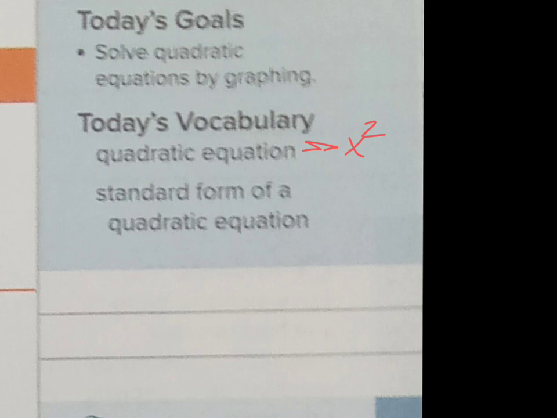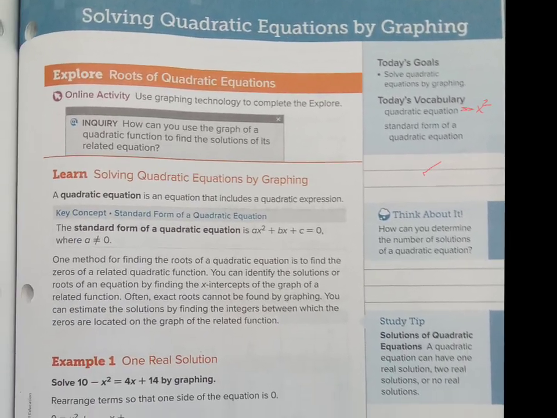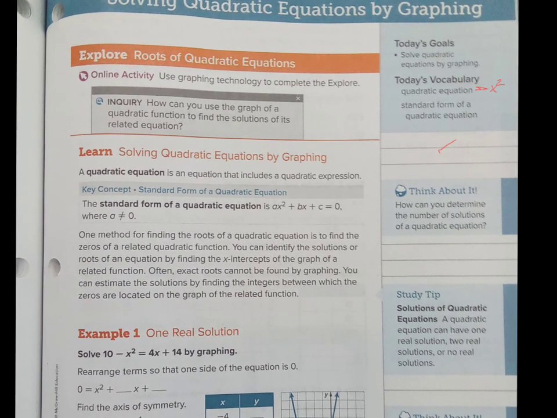The standard form of a quadratic equation we've actually dealt with before. It's over here: ax squared plus bx plus c equals 0. A, B, and C, those are going to be our friends. All right, so that's the two definitions. We should kind of know them.